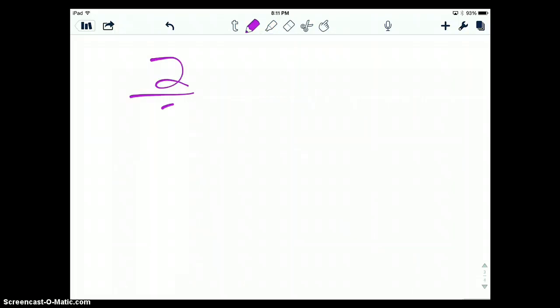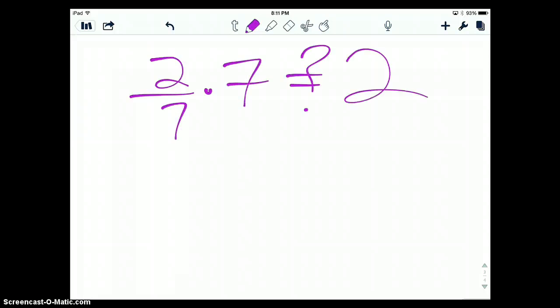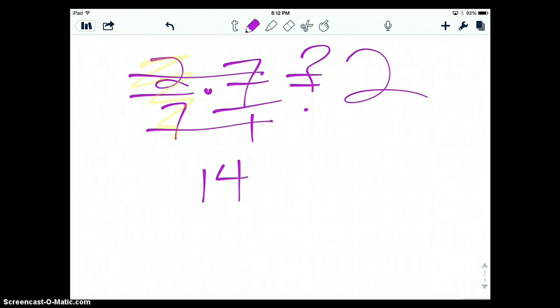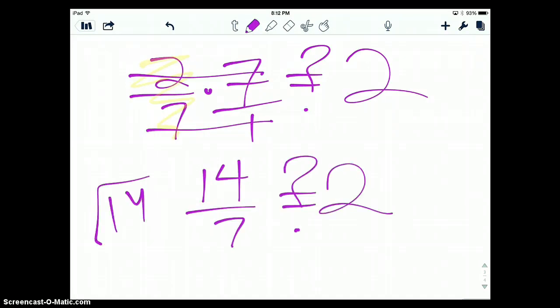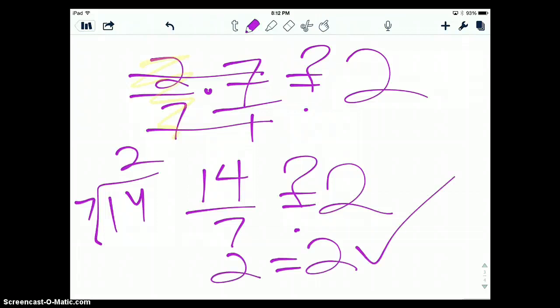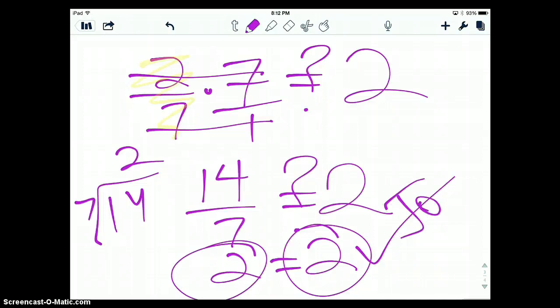So now I have 2/7 times 7, and I'm questioning it. Is that going to be 2? So when I multiply with fractions, here's a fraction. I'm going to make 7 into a fraction. Multiply across. 14 over 7, questioning it to be 2. 14 divided by 7 is 2. So we end up having the left side equaling the right side, and that is where we have our moment of joy.